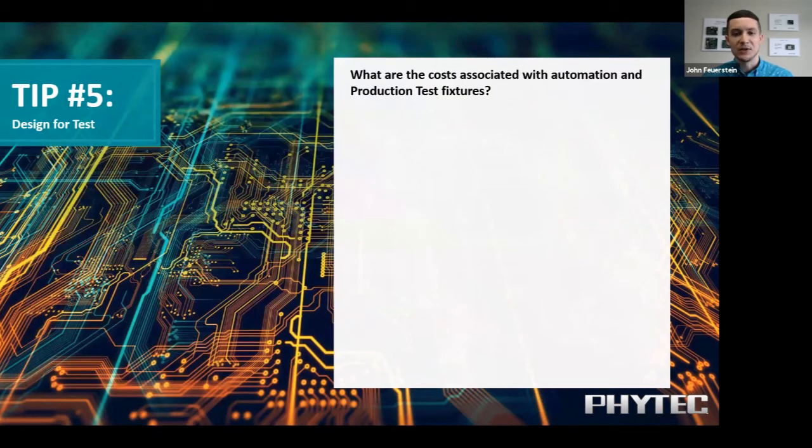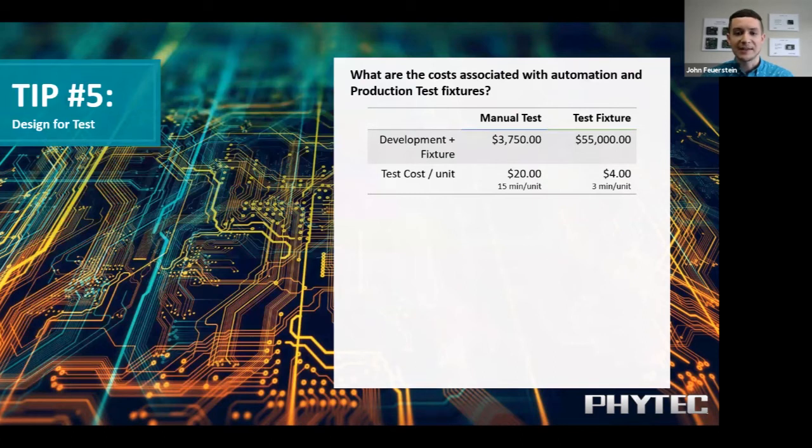So it might be hard to imagine when exactly you should decide to do automatic versus manual. Production test automation can be expensive. The upfront costs are definitely more significant. So here we have an estimate based on some of our own experiences with test fixtures and manual tests. Our cost estimate is on the left for manual and on the right for automatic.